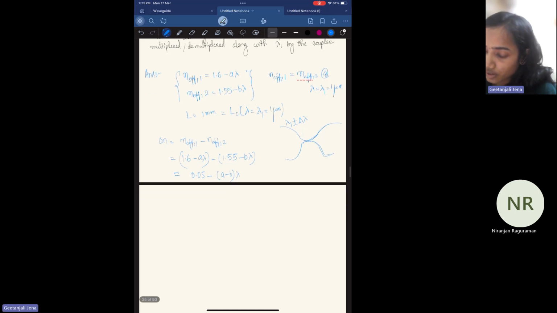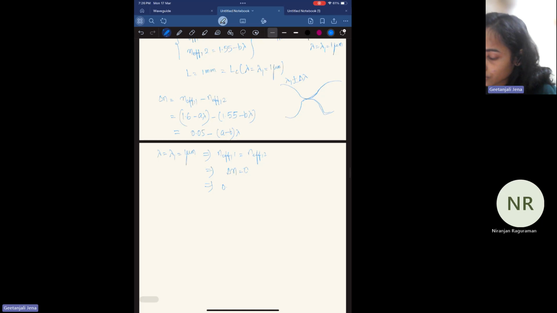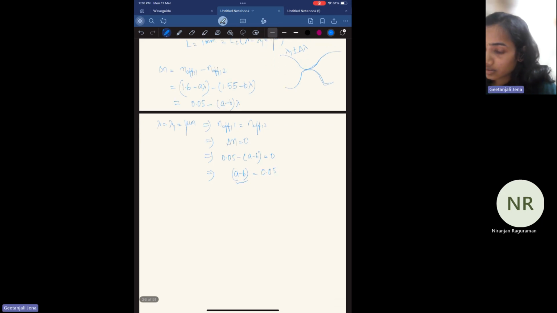For lambda equal to lambda 1, which is 1 micrometer, these n effective are equal. It is already given. So this will give delta n is 0. That means 0.05 minus (A minus B), with lambda being 1 micrometer, is 0. So A minus B is 0.05. This is the value for the constants, the difference between the constants.